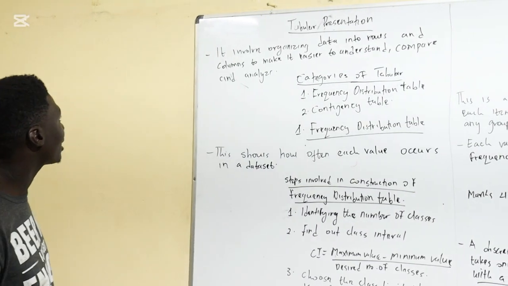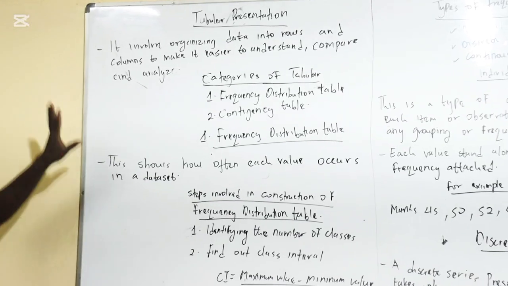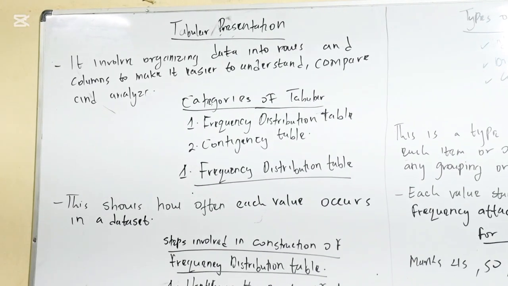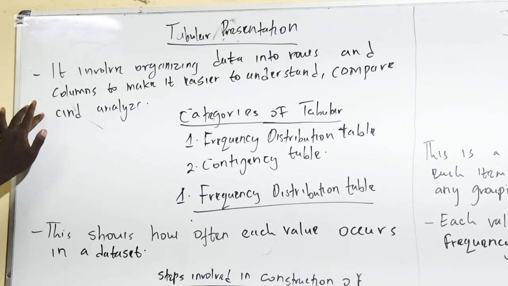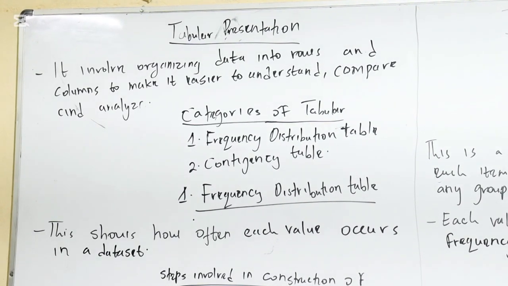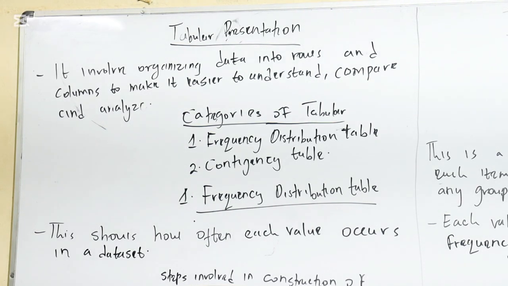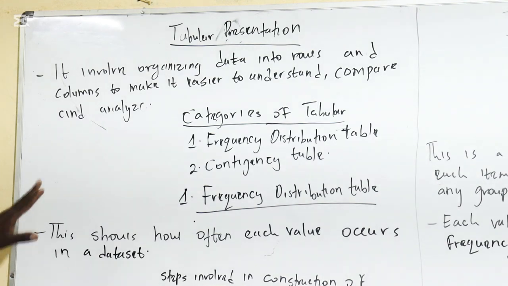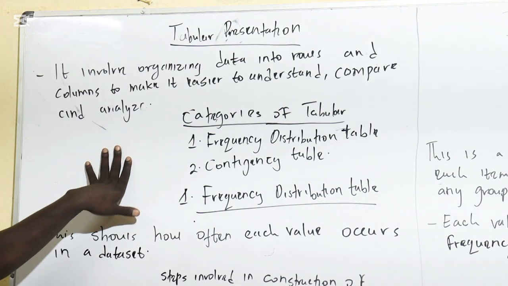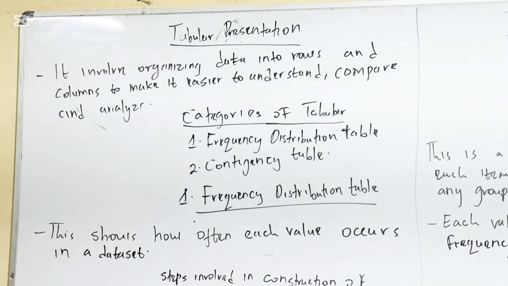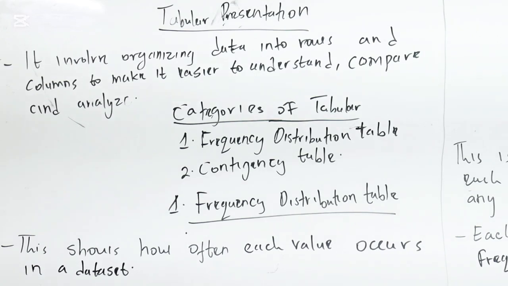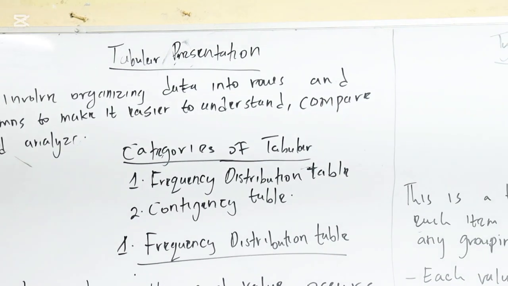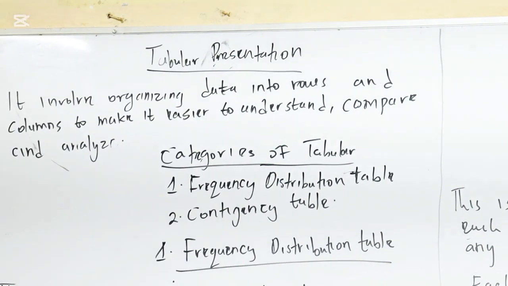Now as I start, let me define what a tabular presentation is, or presenting data in a table form. Tabular presentation involves organizing data into rows and columns to make it easier to understand, compare, and analyze. In a nutshell, it is just organizing data into rows and columns, into a table form. A table must have a row and must have a column.